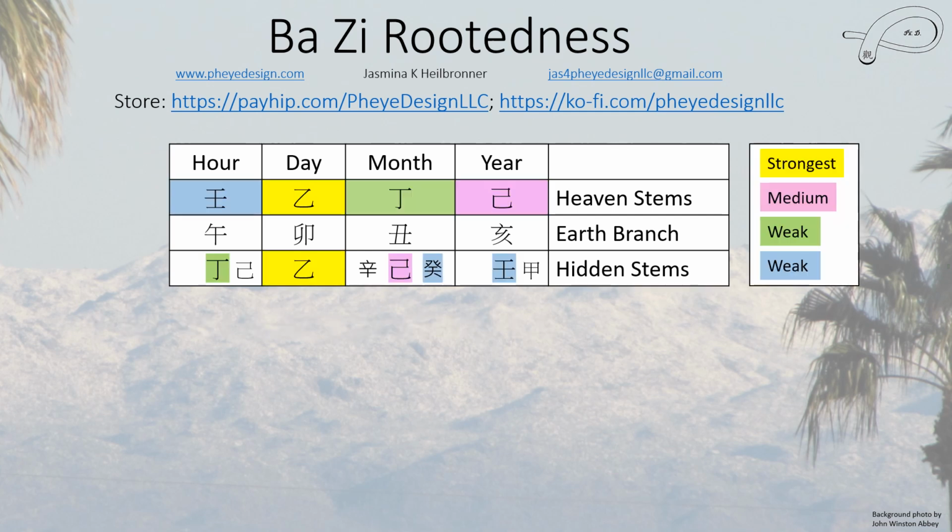So in summary, the strongest rooting that I have is through the day. The second strongest is probably in the hour, but it is a weak one. Actually, the second strongest is really in the year because this is the level of 5. And then the next one will be the hour, and then the last one is the month. So the career is going to be my weak point, basically, because it has the least amount of rootedness.